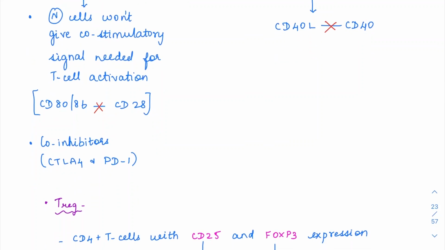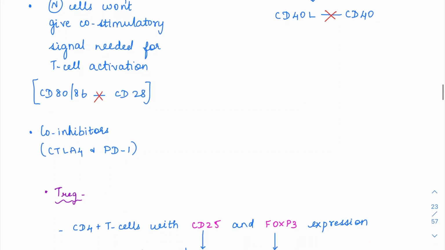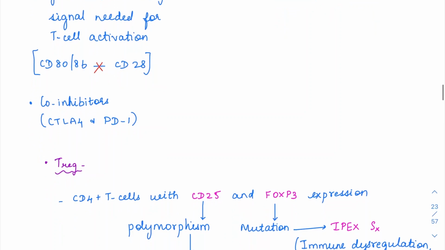Whenever a self antigen is going to come with the T cell, this co-stimulatory signal will not be present. Even though the MHC signal can be present, the co-stimulatory signal, that is CD80/86 with CD28, will not happen. Without the co-stimulatory signal, T cells cannot be activated, resulting in T cell anergy.